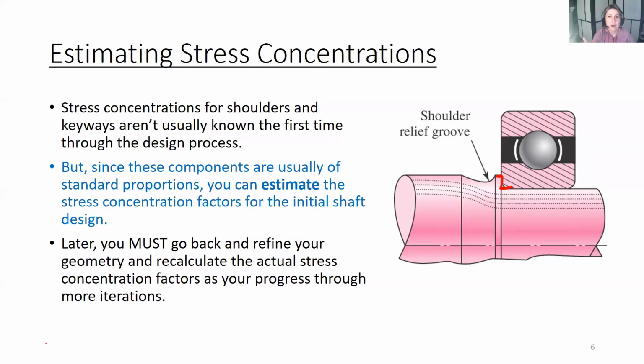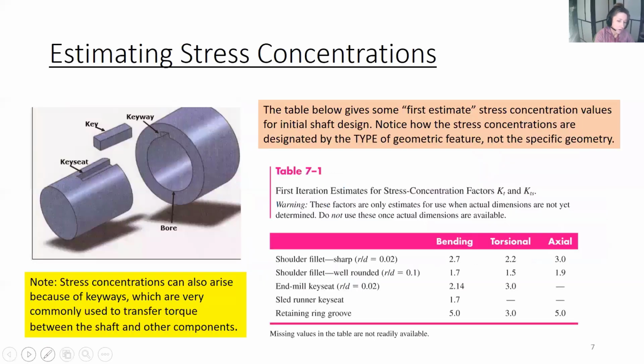But it's very important that once the geometry of your shaft has been set and you have a working final model or drawing, you have to go back and refine your actual stress concentration factors. You can't use these initial estimates, which are shown on this slide, table 7.1. So put this in your analysis tool for sure. So table 7.1 gives some first estimate stress concentration values.